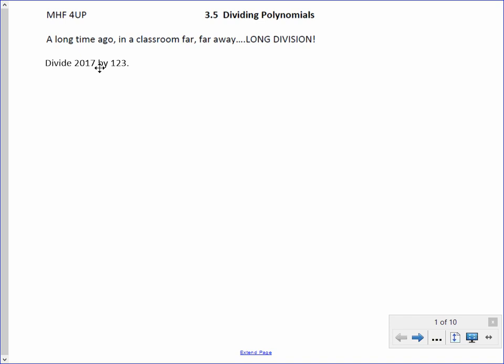It's going to be a key step in factoring polynomials of degree 3 or higher. So before I teach you how you're going to do this, we're going to remember how to divide using long division. Do you guys remember there was like a setup you would do on your page? This doesn't look familiar? You want to divide 123 into 2017. How many times does 123 go into 2017?